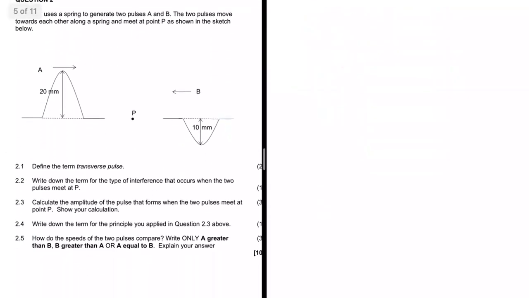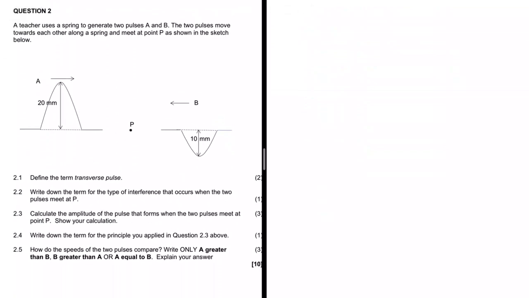So question 2, a teacher uses a spring to generate 2 pulses A and B. The 2 pulses move towards each other along a spring and meet at point P, as shown in the sketch below. 2.1, define the term transverse pulse. A transverse pulse is a disturbance where the particles of the medium move perpendicular to the direction in which the pulse is moving. Obviously, instead of perpendicular, you can say it moves at right angles.